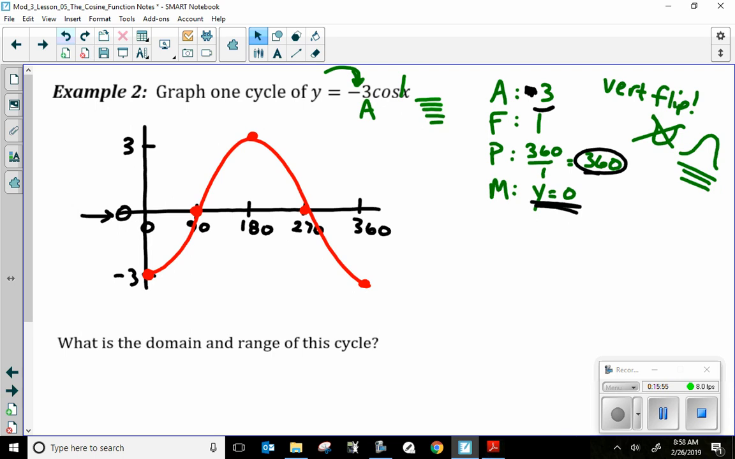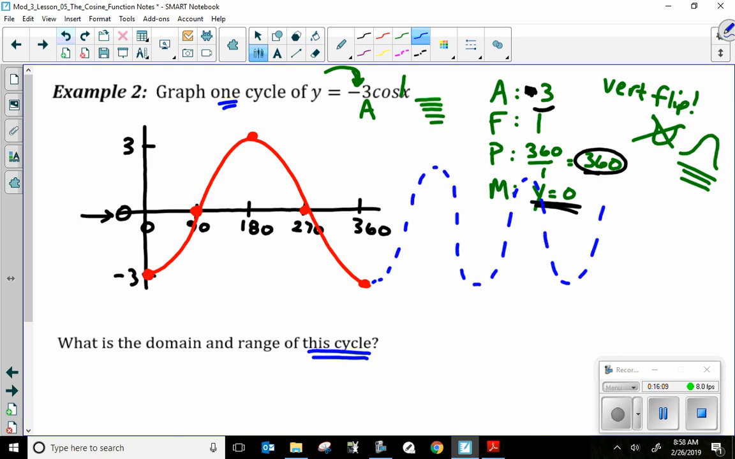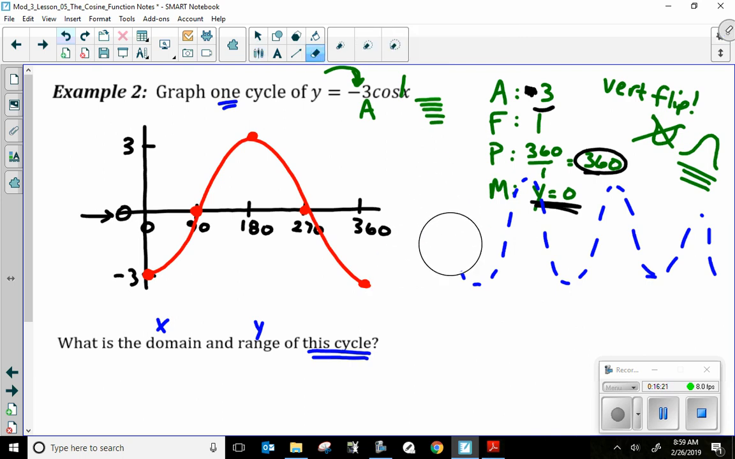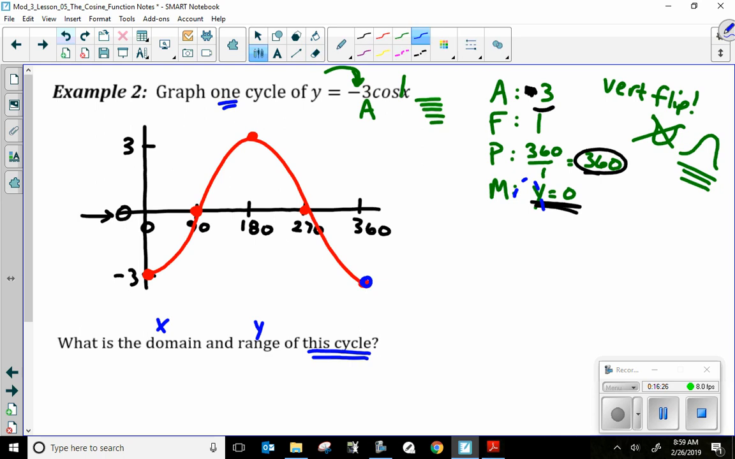There's a second question here, a follow-up to example 2. What is the domain and range of this cycle? That's important. Because if they don't tell us to stop after one cycle, technically, cosine will just keep on going on forever and ever. So the domain, which is my x values, would just keep going forever. But they just want the domain and range of this cycle, which means it has endpoints. It stops here on the x-axis, and it begins here.